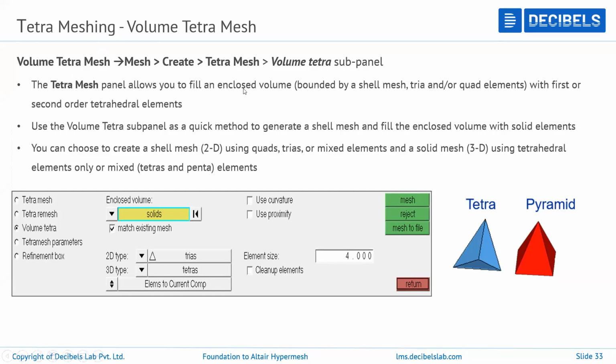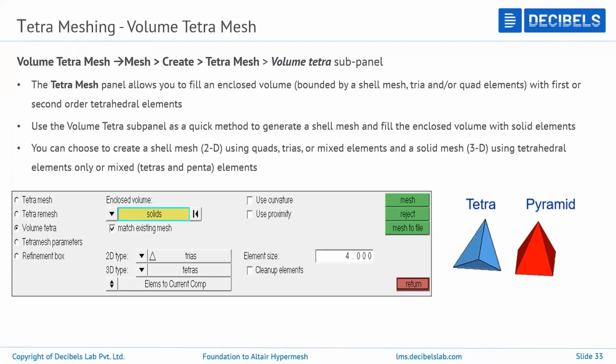What is volume tetra elements, and what are the elements we can create? Using volume tetra elements, we can create the tetra elements and the pyramid elements also. This volume tetra option is available in the 3D page. As the name indicates, it is volume tetra mesh. To do the volume tetra mesh, our geometry should be completely enclosed.